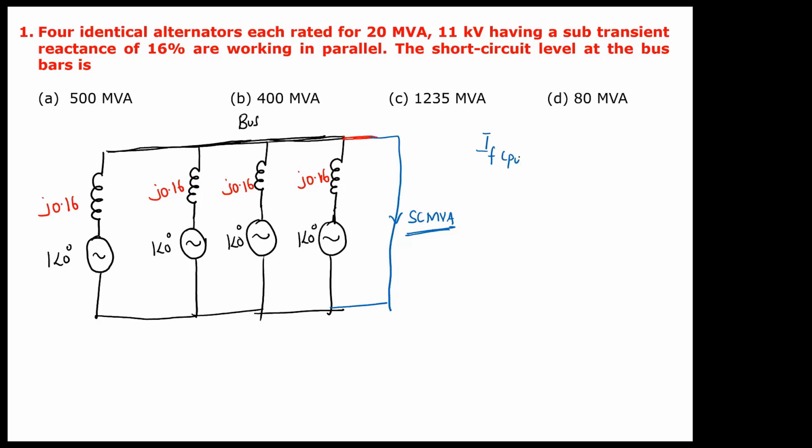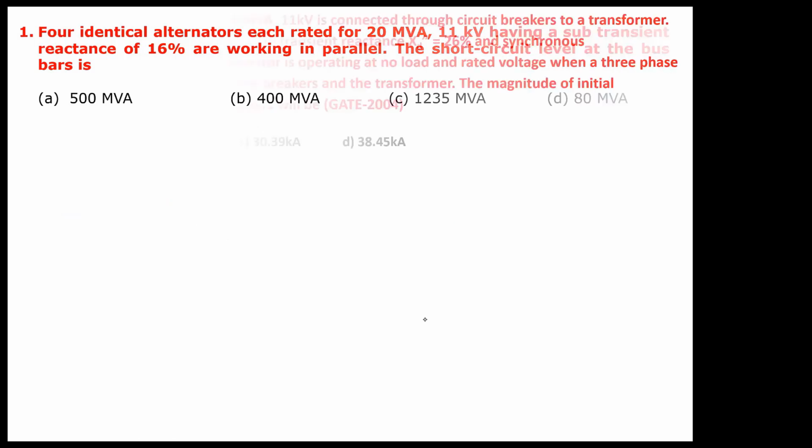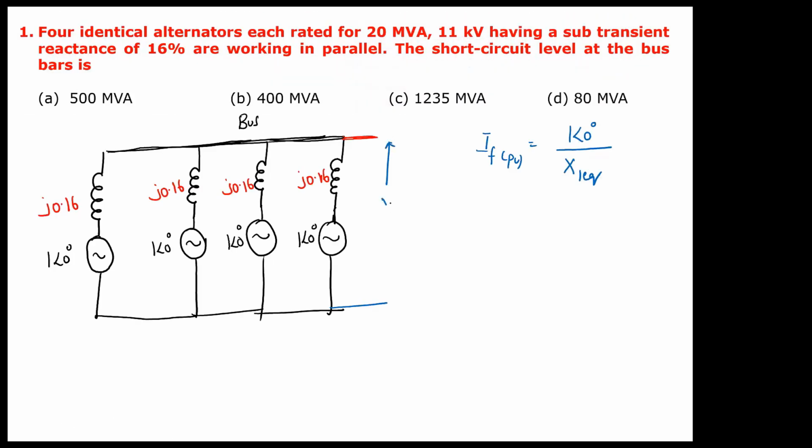IF per unit is equal to 1 at an angle 0, the Thevenin's voltage we directly write as 1 at an angle 0, divided by X1 equivalent, the Thevenin's per unit impedance between these two points. You have to short circuit all voltage sources, and all the impedances are connected in parallel. So your X1 equivalent will become J0.04. If you calculate your fault current, it will become 1 divided by 0.04, considering only magnitude. How much is it?